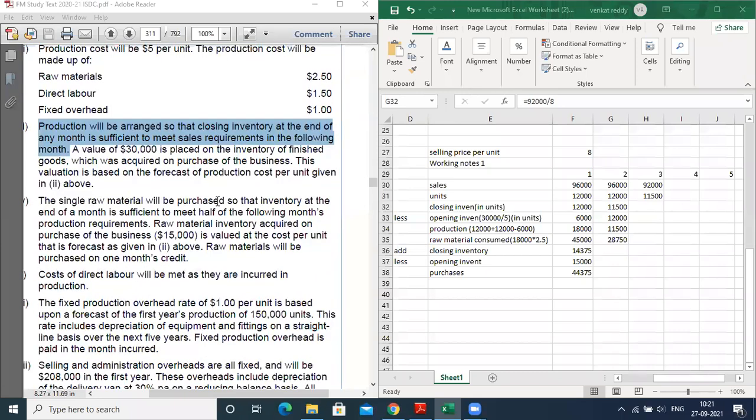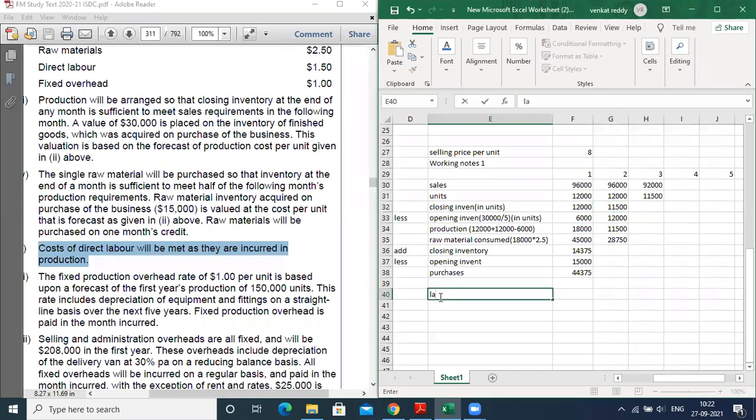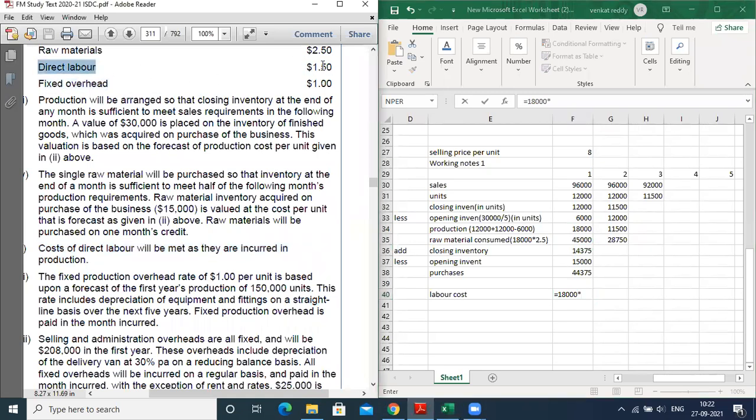Okay. Now shall I go with the next adjustment? Here they mentioned that the cost of direct labor will be met as it is incurred in the production. As per the production, the cost of labor will be there. So what is the number of units produced during the year? 18,000. So 18,000 into the direct labor cost, how much? 1.5. So the labor cost is 27,000.